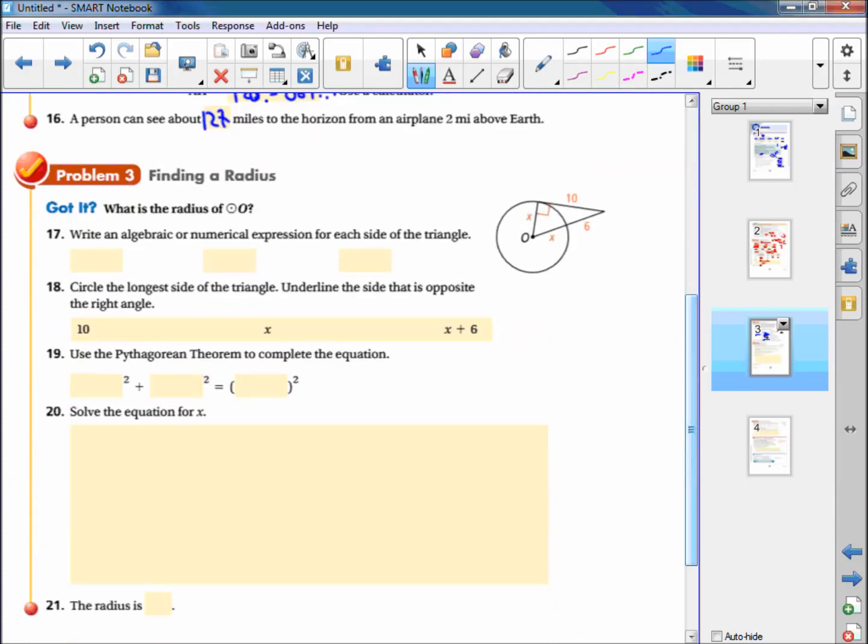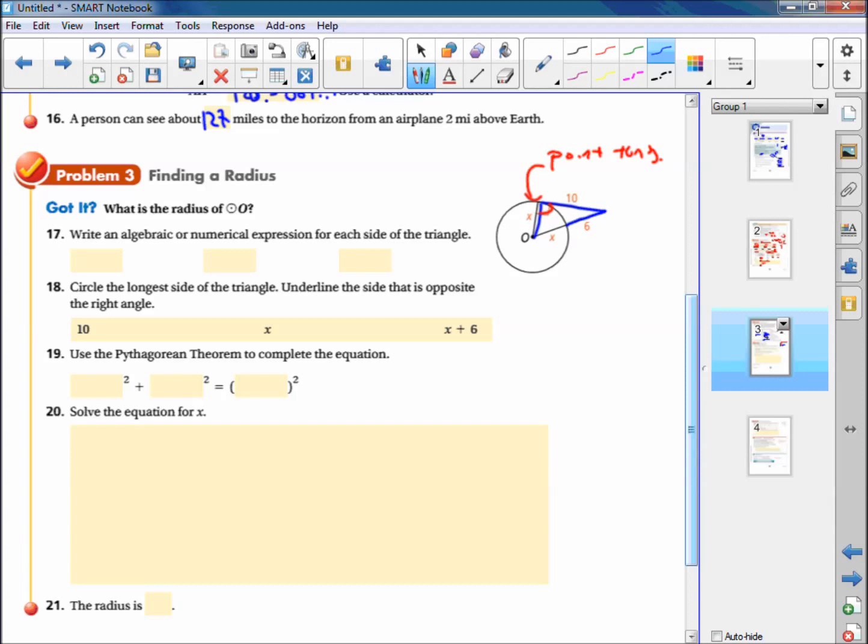All right, problem number 3, finding a radius. What is the radius of circle O? So we don't know what length it is, but we have an X here to show it. We do have a tangent line. I know it's a tangent line because there's a right angle here, so this must be a point of tangency. And then I know some other things. I've got 6 here, and I still don't know the radius, so that's X.